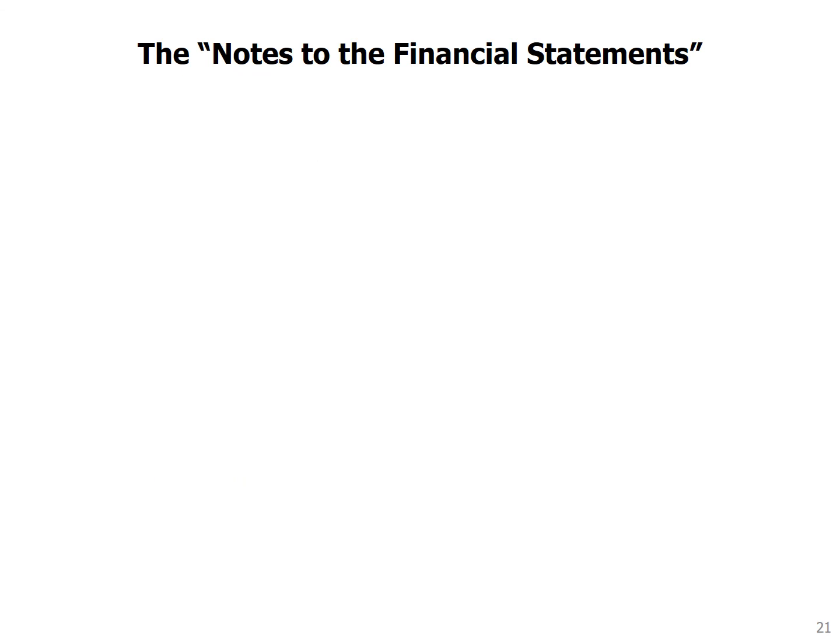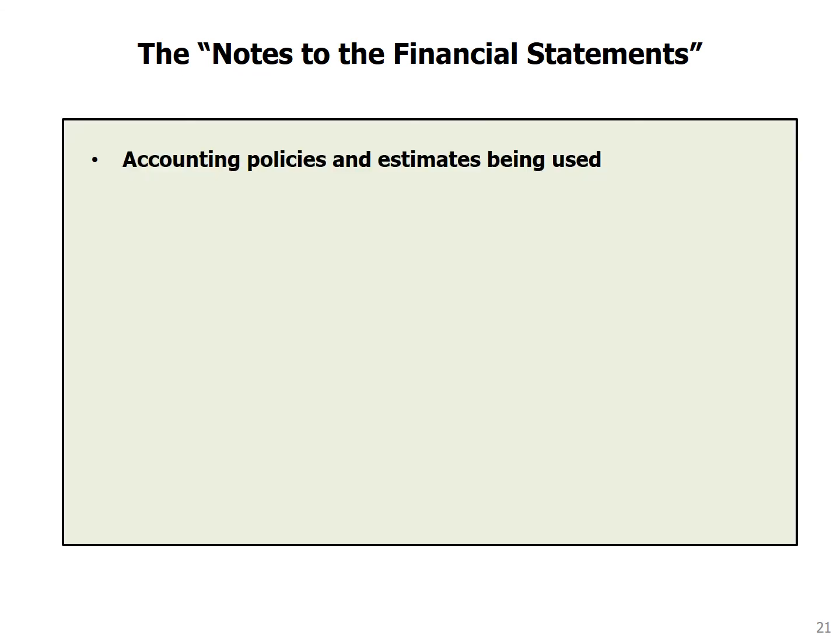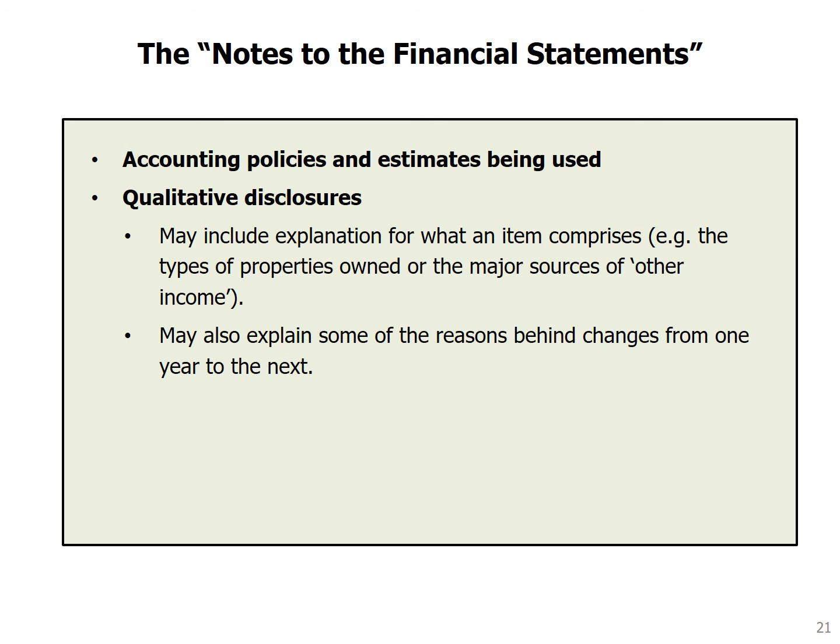The notes of the financial statements are really important supplementary information, and they detail things such as the accounting policies and estimates that have been used in the preparation of the financial reports. There are various qualitative disclosures. They may include explanations for what an item that's been reported comprises. For example, the types of properties that a firm owns, or if in the income statement, the major sources of other income. They may also explain some of the reasons behind changes in the value of items from one year to the next.